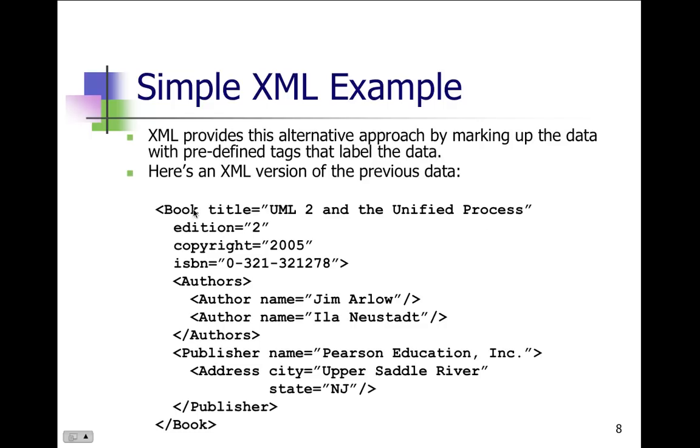So we say book title is equal to this, and edition is equal to this, and copyright is this. And you find a lot of people take this to an extreme. In fact, a lot of invoices, a lot of documents, a lot of data is being transferred these days back and forth using an XML markup, or XML format, because this is lightweight. It's just a bunch of text, but it has a lot of meaning to it.